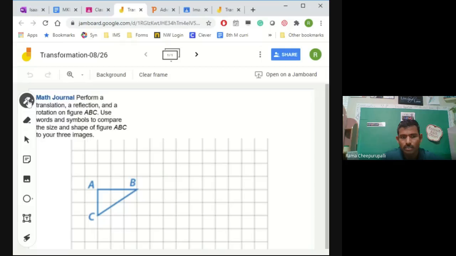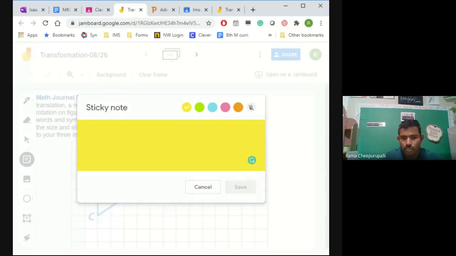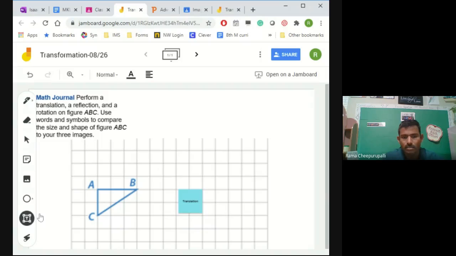You can use this pen and there are different colors. Use a different color for the reflection, rotation, and translation. Once you're done with that, use the sticky note, and you can change the different colors too. On the sticky note, if it is a translation, I'll write translation and then save. You can take that and put it on the new ones you made. You can make it smaller or bigger. Or if you don't like the sticky notes, you can just take a text box and type it right here, translation, like that. Okay, and then save it.